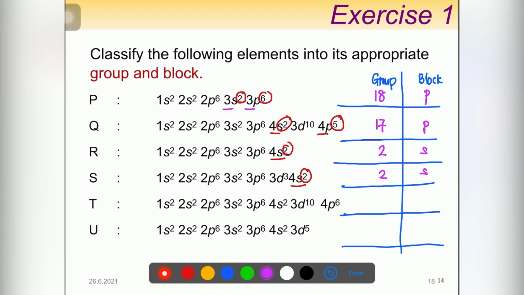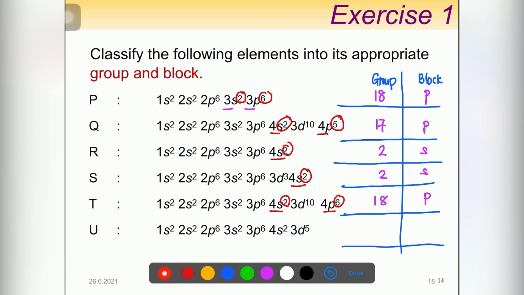Okay, T. The highest n, 4s and 4p. At n equal to 4, there are s orbital and p orbital, which is 2 electrons in 4s, 6 electrons in 4p. And because the valence electrons occupy orbitals s and p, it is block P. And the group, block P, 8 plus 10, 18.